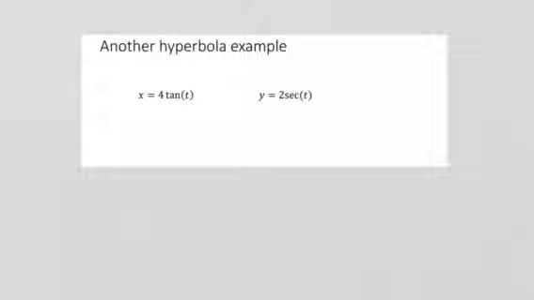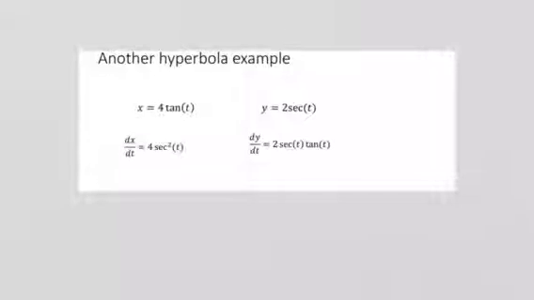So another hyperbola example, we're going to graph for tangent t to secant t. We've covered how to graph these, but let's see if you can remember. First, let's actually determine our dy/dt and dx/dt. Again, the derivative of secant is secant tangent. The derivative of tangent is secant squared, so this is 4 secant squared.